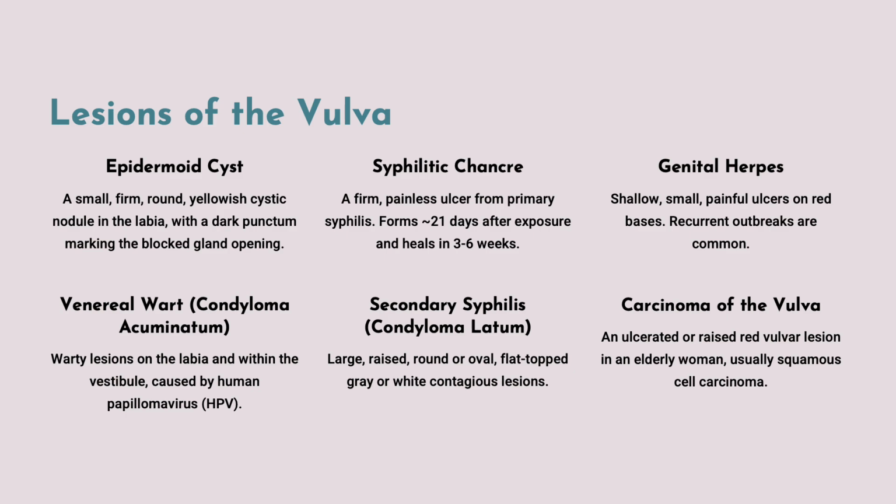Okay. In genital herpes, the lesions are shallow, small, and painful on red bases. Recurrent outbreaks are also common. Venereal wart, called a condyloma acuminatum, is caused by human papillomavirus and appears as a warty lesion on the labia and within the vestibule. Secondary syphilis leads to a lesion called condyloma latum. It appears as a large, raised, round or oval, flat-top, gray or white contagious lesion.